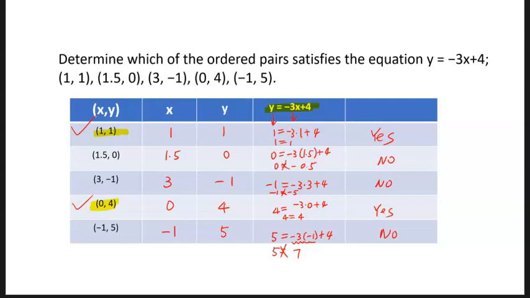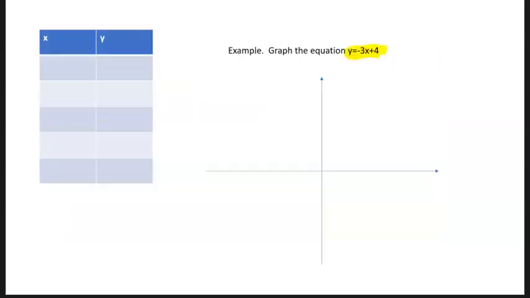In the previous video, we were given a bunch of solutions, and we plugged those numbers into the given equation separately, and we found out that (1, 1) and (0, 4) are two solutions, but the others are not. So now I'm going to copy these two solutions, (0, 4) and (1, 1), down here on this page.